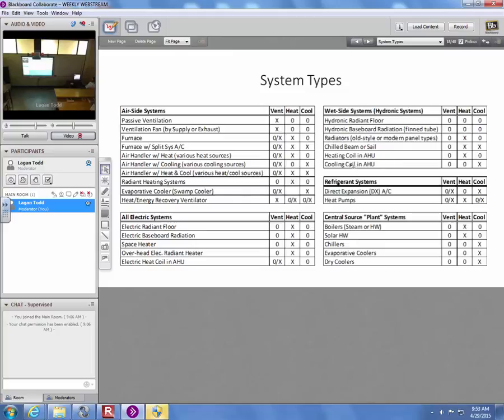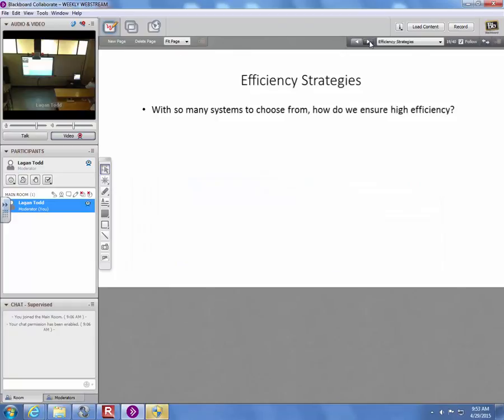In the wet side system, for plant systems, I did include solar hot water, right? Anyway, there are lots of different systems out there, and this is just a tiny fraction of what's really out there. Just a ballpark.